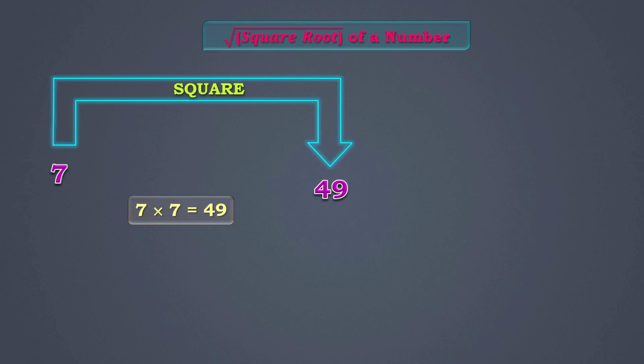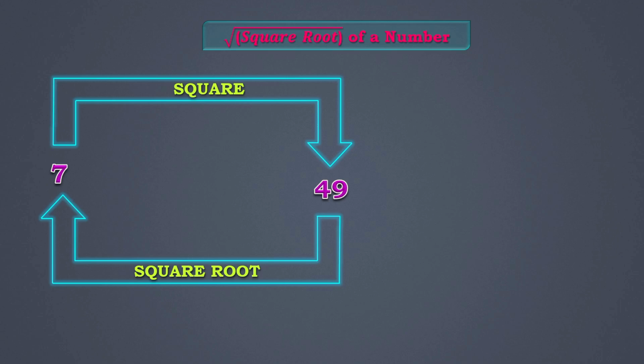Now let us understand the square root of a number. We know that when a number is multiplied by itself, we get its square. For example, 7 multiplied by 7 gives 49. Now, square root is just the opposite process. If the square of 7 is 49, then the square root of 49 is 7. So, square and square root are reverse processes of each other. We use a special symbol called square root to represent it. For example, square root of 49 is equal to 7. Let us move ahead and understand more methods to find square roots.